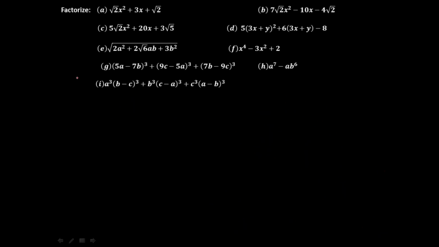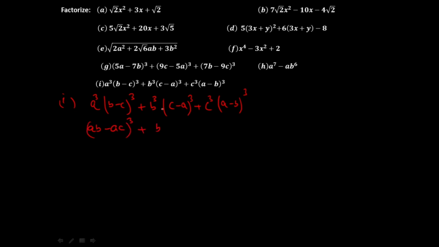The last one is, okay, first write the question. This is a cube times b minus c whole cube plus b cube times c minus a whole cube plus c cube times a minus b whole cube. Take this a inside, so I will be getting ab minus ac whole cube. Take b inside, so bc minus ba whole cube. Take c inside, so ca minus cb whole cube.